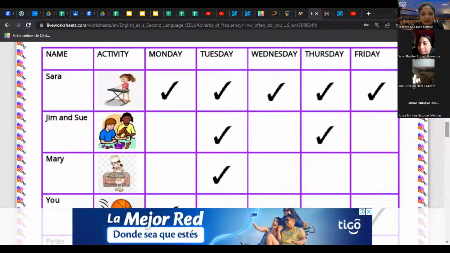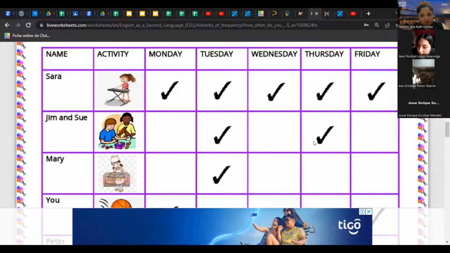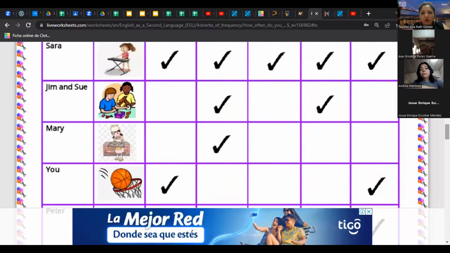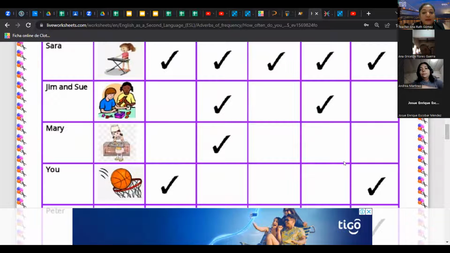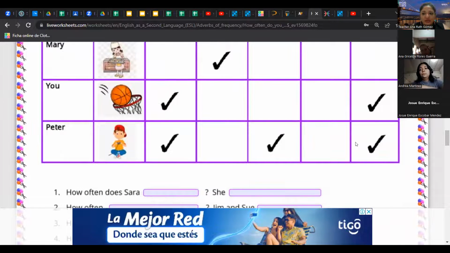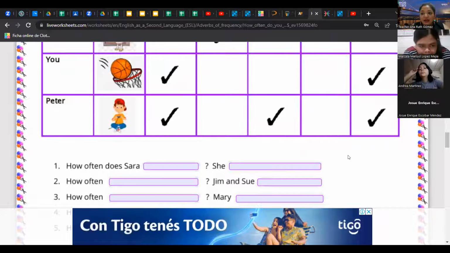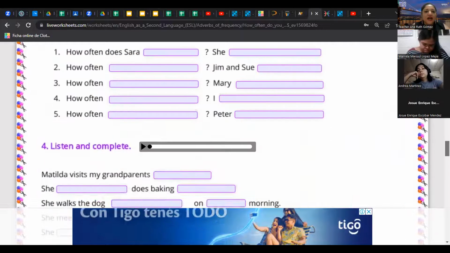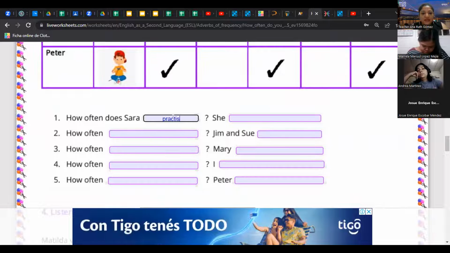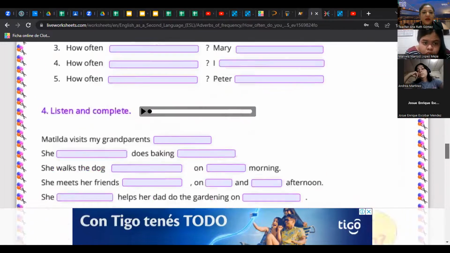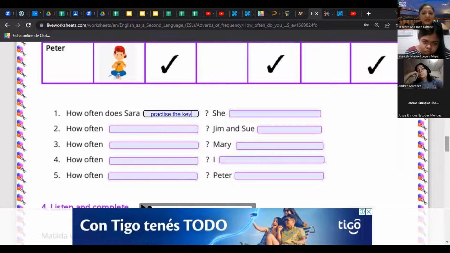What about Jim and Sue? To craft. Only Tuesdays and Thursdays. Now, Mary, do baking only Tuesday, only one day a week. Play basketball, you play basketball only on Monday, and Peter plays video games Monday and Wednesday. Now, how often does Sarah, and you have to pay attention to the activity, in this case is, how often does Sarah practice the keyboard? Practice the keyboard, all right? How often does Sarah practice the keyboard?